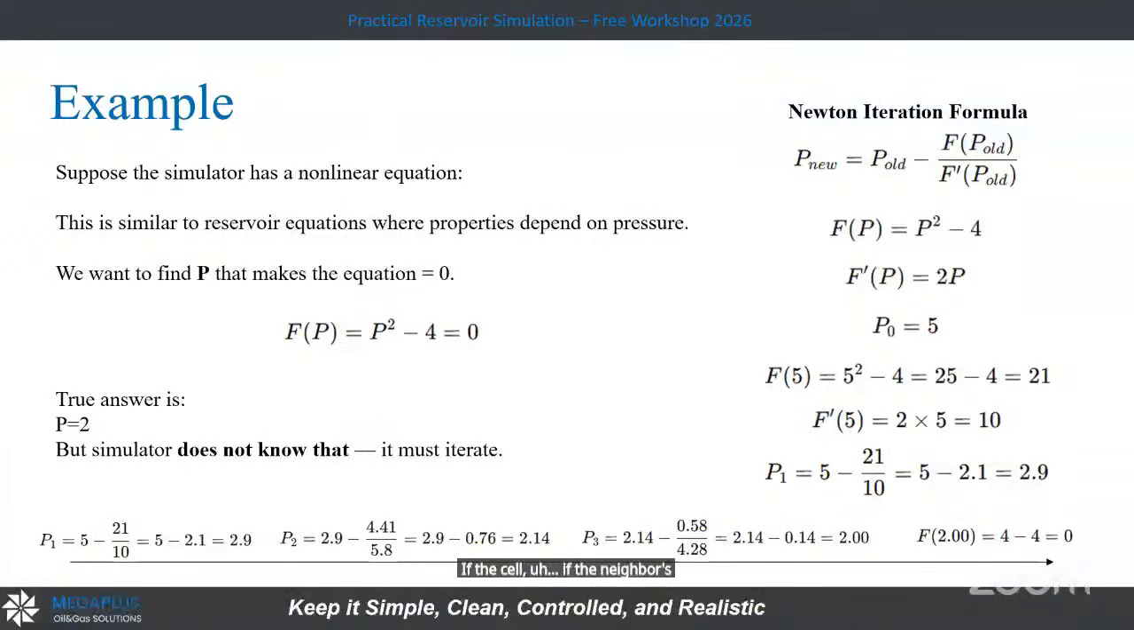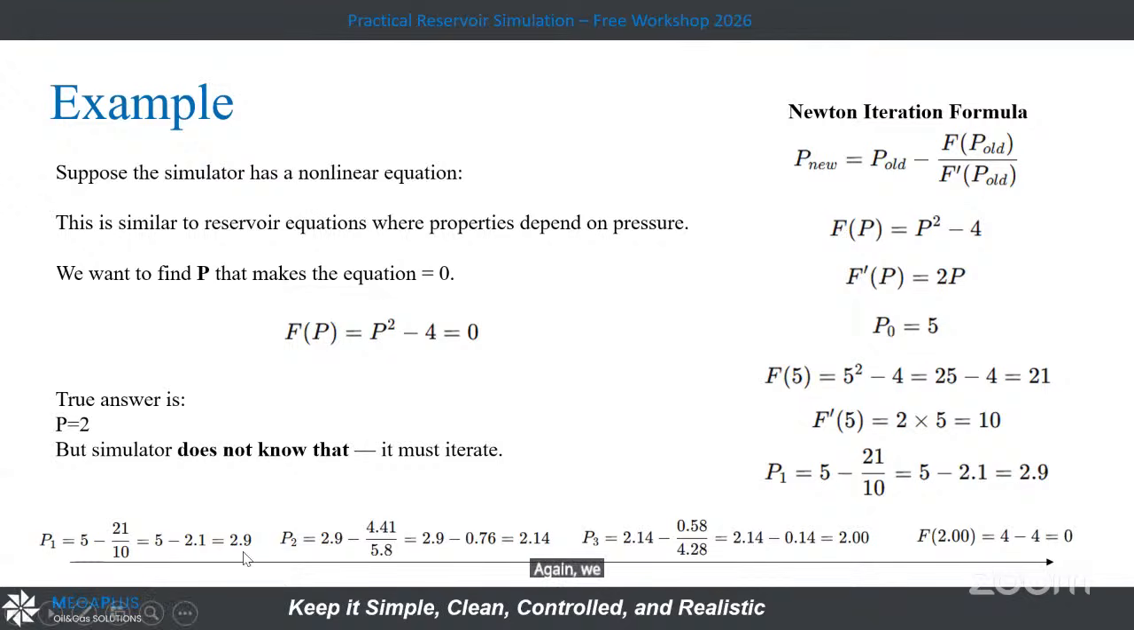And then I get the differentiation, or the derivative, of this function. P squared becomes 2P, so it will be 10. Applying the iteration rule, finally P will be equal to 2.9. And then it will iterate again, make another iteration. You see it down here: 2.9, this one will be the old one, minus 4.4 over 5.8, and give me the result. I will repeat it many times until I get 4 minus 4 equals 0.